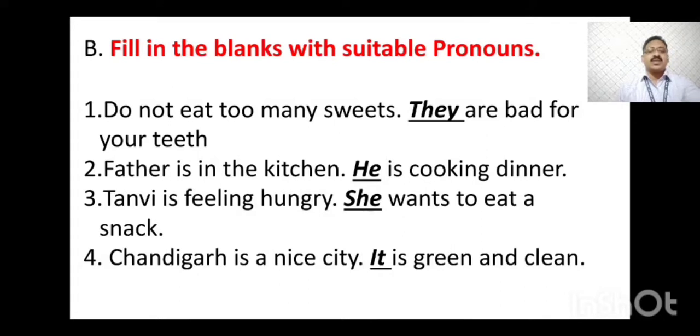Chandigarh is a nice city. It is green and clean. Chandigarh is the name of a place, so there we cannot use any other pronoun. We have to use it, as Chandigarh is a singular noun. It is green in color. It is the pronoun.